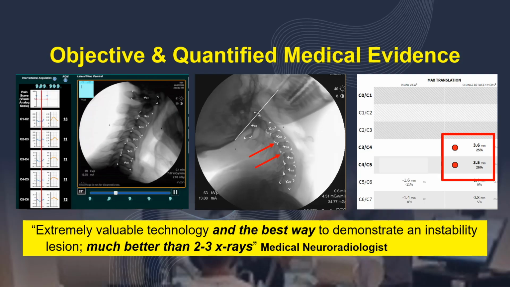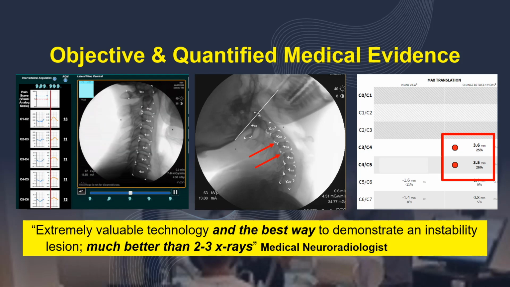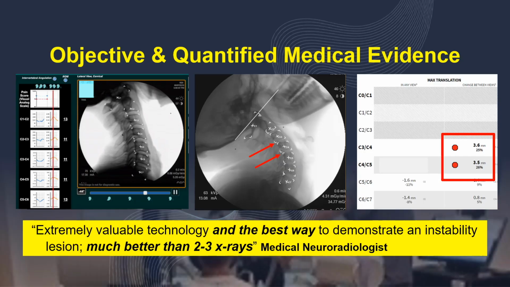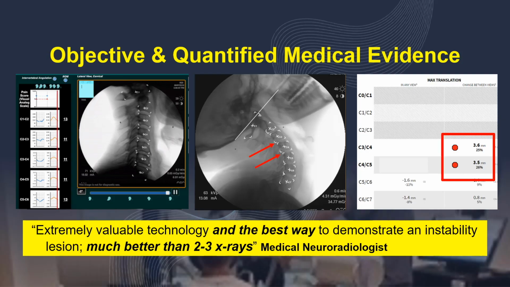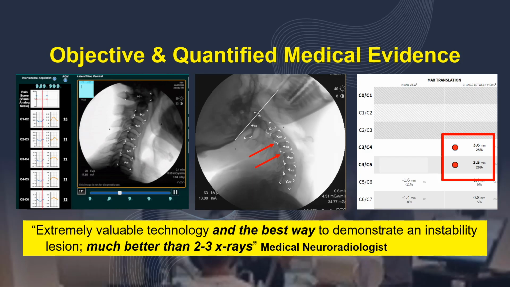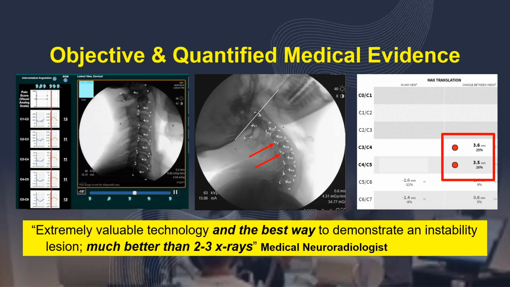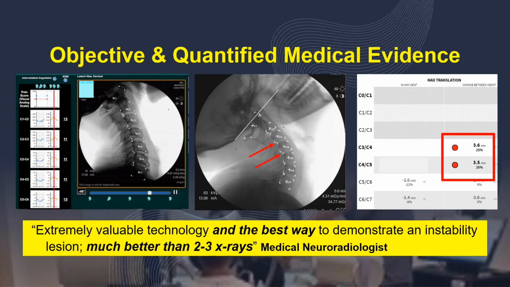That's significant for anyone who's working with this patient's spine, whether you're a pain management provider, chiropractor, physical therapist, orthopedist, neurosurgeon. This is information that you need and want in order to get better case results and outcomes for your patients. And it's been called extremely valuable technology and the best way to demonstrate an instability lesion, much better than 2 to 3 X-rays. And that's directly from a medical neuroradiologist.